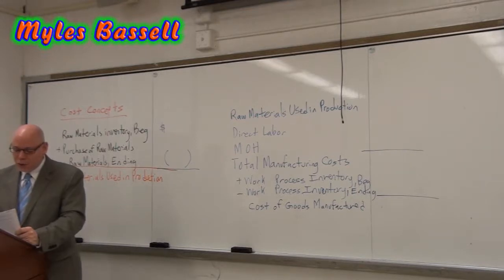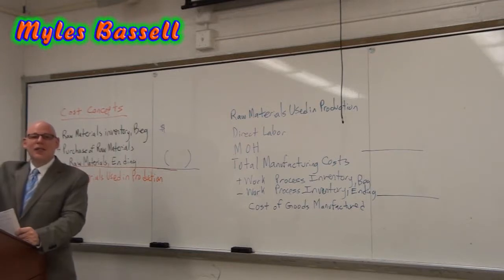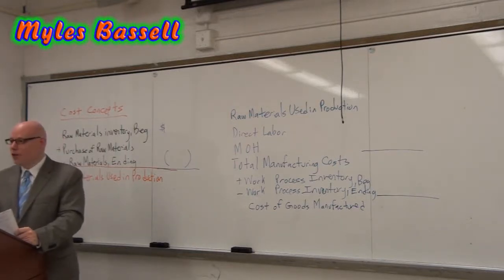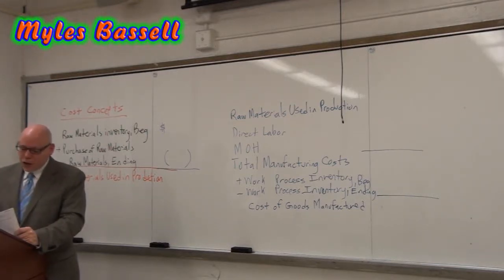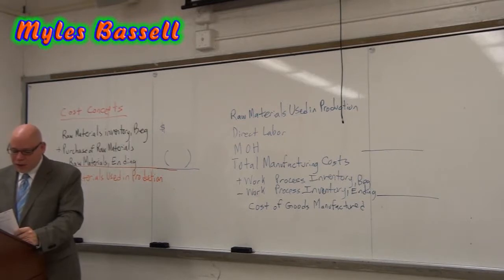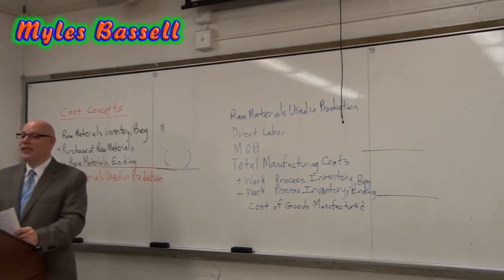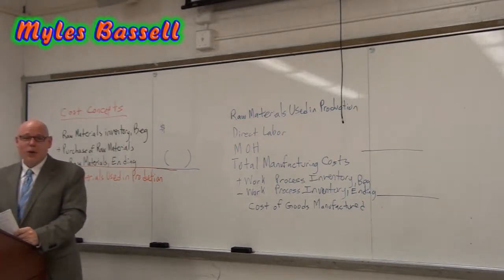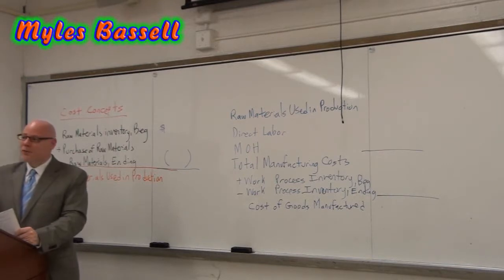So the cost of the dough is the only one that's considered to be direct material. All the others are indirect costs, but the dough is a direct cost. That's what we could trace back to the pizza that Melissa orders.